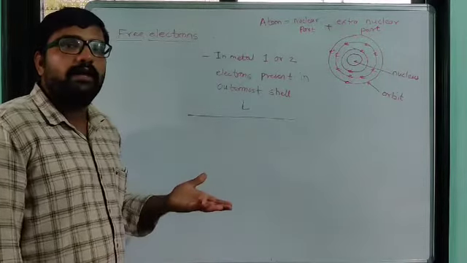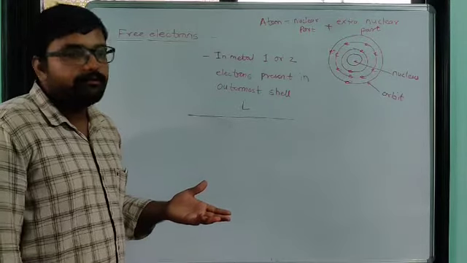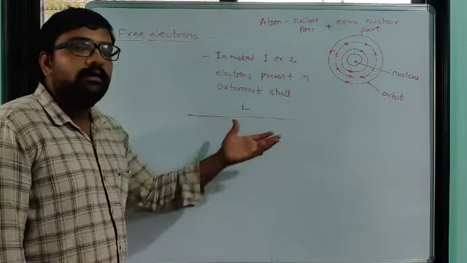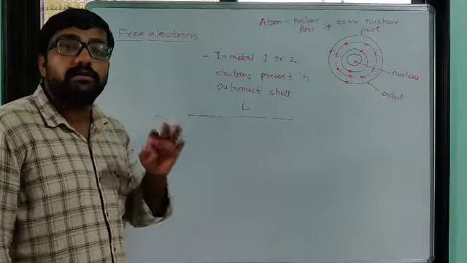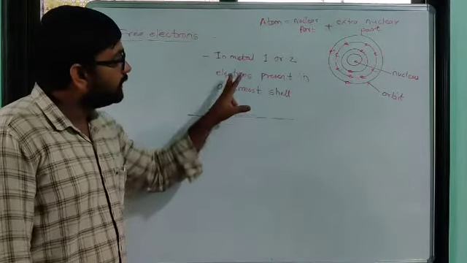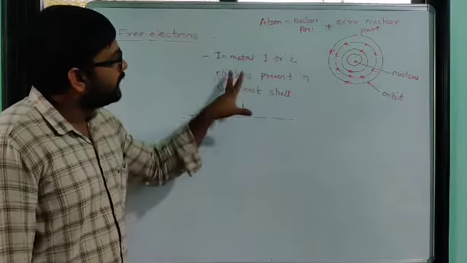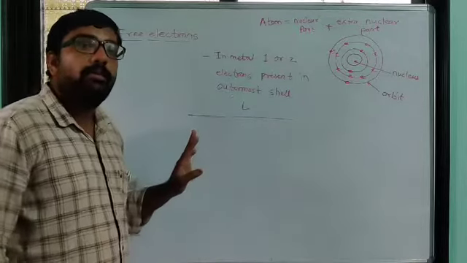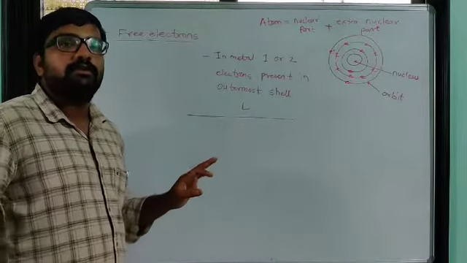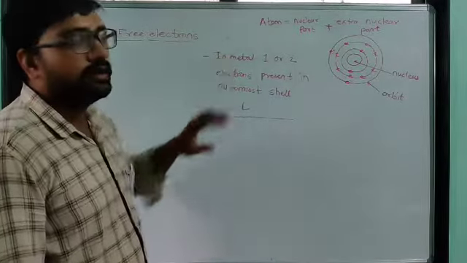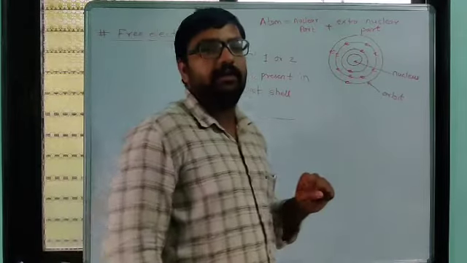If there are no free electrons, then electric current will not flow through that particular circuit. So free electrons are important, and they are present in metals. That is why metals are good conductors of electricity.